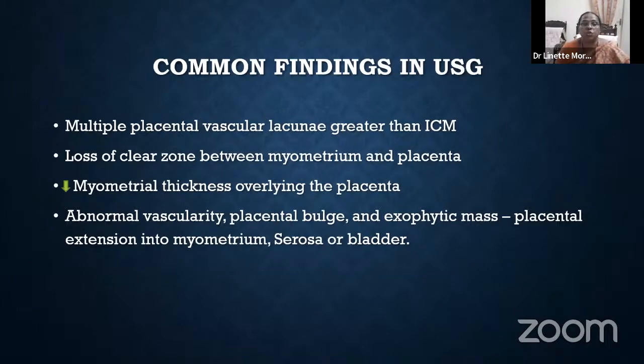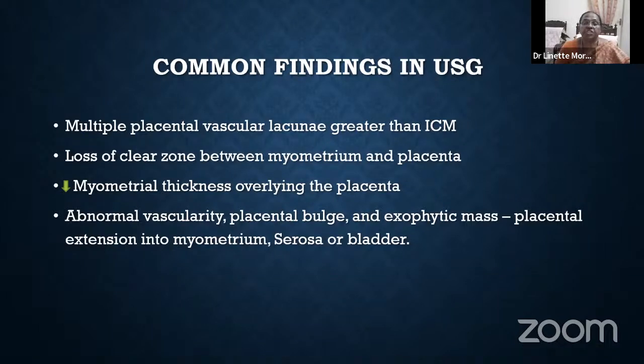Normally, there is a clear zone between the myometrium and placenta. This clear zone may be lost, or the myometrial thickness overlying the placenta may be decreased. There could be abnormal vascularity, and there could be a placental bulge or exophytic mass. All these indicate extension of the placenta into the myometrium, serosa or the bladder.